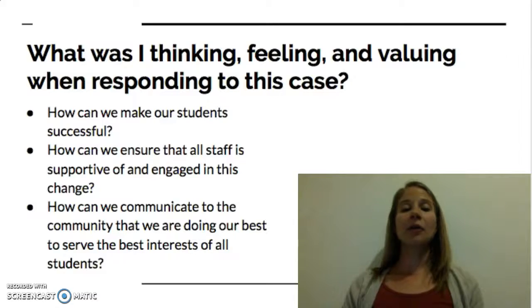Second, how can we ensure that all staff is supportive of and engaged in this change? While students are the main priority of the school, we also want to make sure our teachers and staff are comfortable with the changes. If they are uncomfortable with the new program or negative in any way, the students will sense it and perhaps not improve. Number 3, how can we communicate to the community that we are doing our best to serve the best interests of all students?